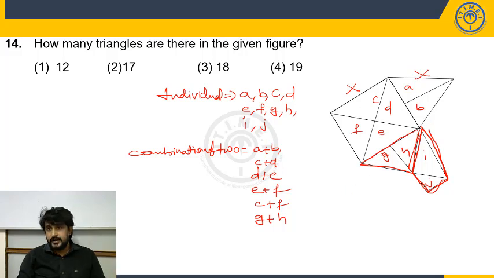So is there any combination of 3? Yes. So this one will be the combination of 3. So combination of 3 will be what? G plus H plus I. Is there anything else? Combination of 3? No. So we can go ahead with combination of 4 also. What is the combination of 4? Do we have anything?